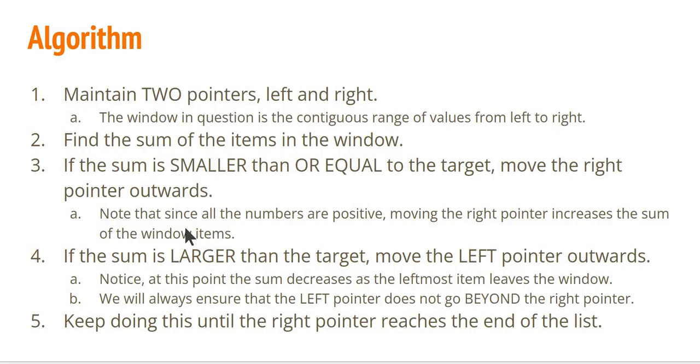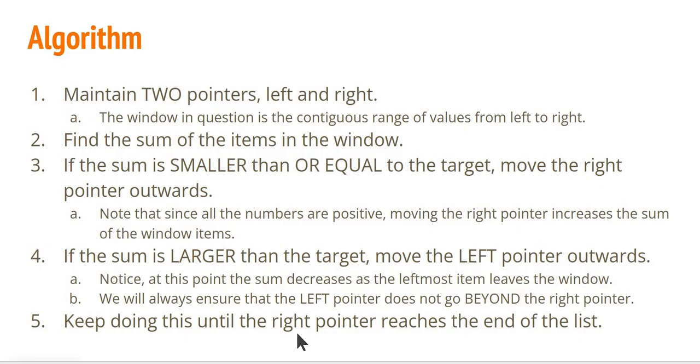Now think about it. This is very, very logical. Our goal here is to become equal to the target and the shortest window that does that. So if we find that the given window is smaller, we would want to increase the sum and hence move the right pointer. If we find that the sum is larger, we want to decrease it, and we'll do that by contracting the window. One thing to make the code consistent, to make the code clean, we will always ensure that the left pointer does not go beyond the right pointer. We'll take care of this specifically in the code.